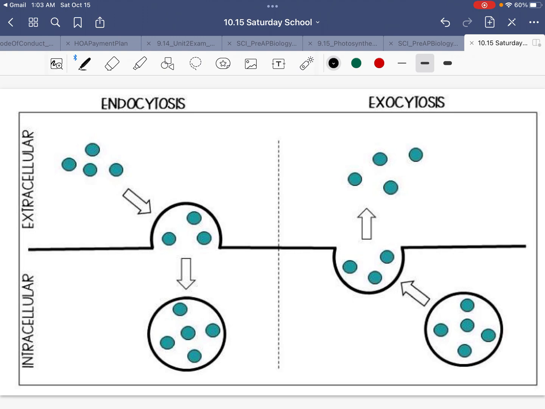So endocytosis and exocytosis. Endocytosis means within, or to bring inside. And exocytosis, you should remember that it looks something like exit. It is going to expel this. So endocytosis and exocytosis, both of these are active transport, so you require energy.